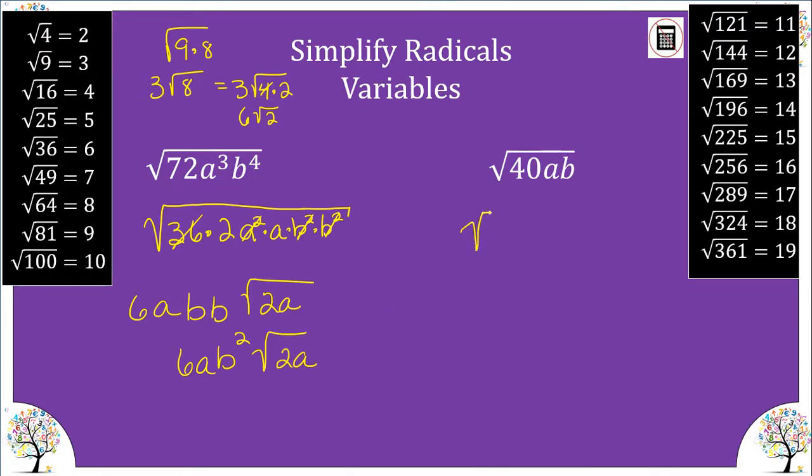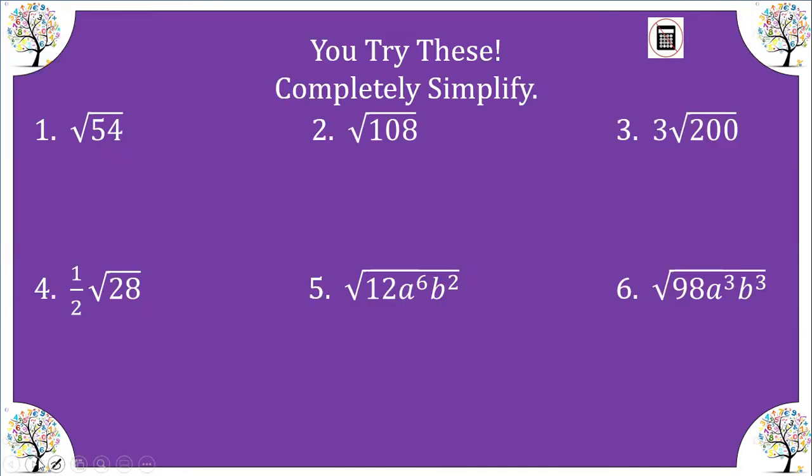40. I can see 4 times 10 is 40, and 4 is a perfect square. a, b. And the only perfect square in my radicand is a 4. So when I have 2 times the square root of 10ab. Now you pause the video. When we come back, we will go over these. And remember, no calculator.